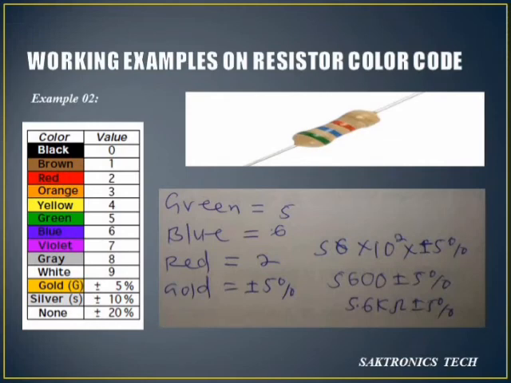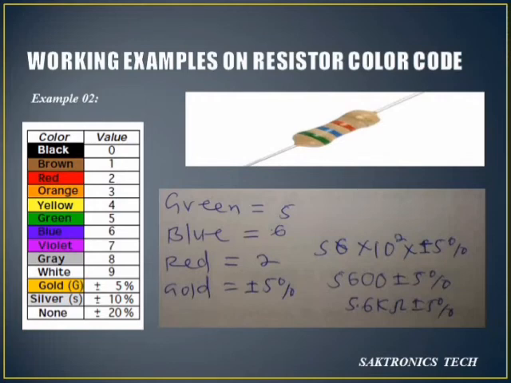As we can see here, the green one represents 5, blue represents 6, red represents 2, gold represents plus or minus 5%. As I said earlier, how many bands does it have? As we can see, it has 4 bands. If you count green, blue, red, gold, there are 4 color bands here. So now the first and second bands, we are going to write them as they are.